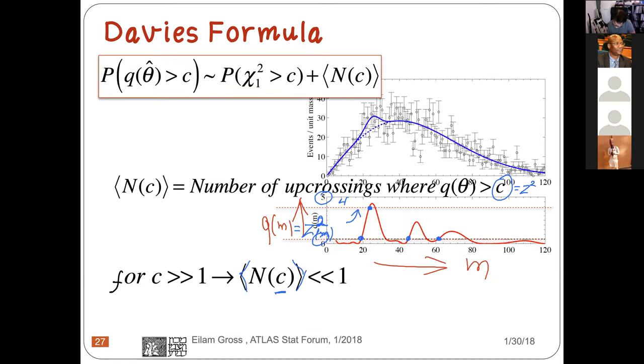Less and less upcrossing as I go up in the level C. Less and less upcrossing. So for a significance level C, I remind you, C is Z squared, significance squared. For C much, much bigger than one, the expected number of upcrossing is much, much smaller than one. In most cases, I won't have a fluctuation of 5 sigma. Only 1 in 10 million will I have a fluctuation there. So the number of upcrossing will be very, very small when the level C is very, very high.